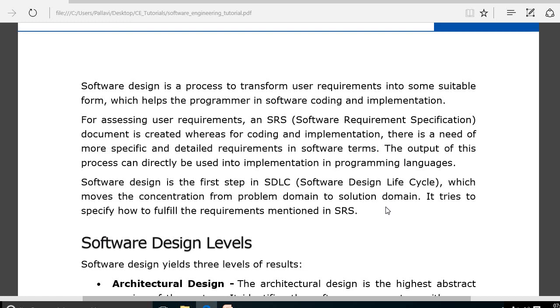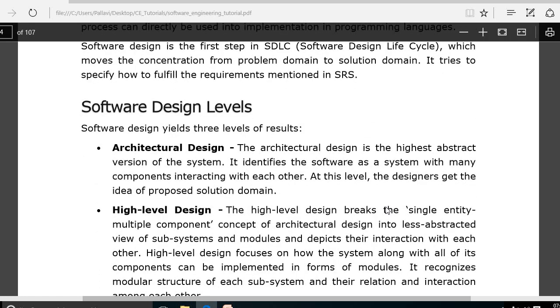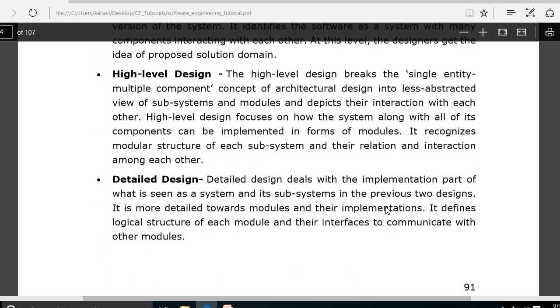So software design is the first step in the SDLC, software design life cycle, which moves the concentration from problem domain to solution domain. So, software design levels. Software design yields three levels. One is architectural design, next high level design, and third one is detailed design.